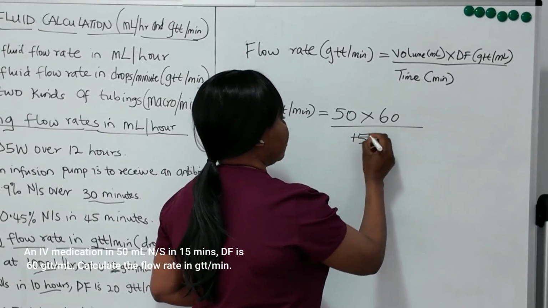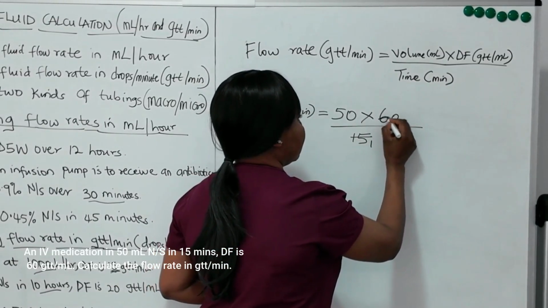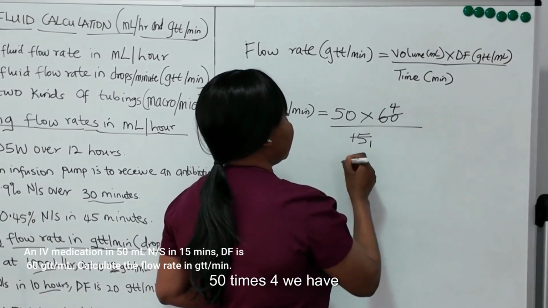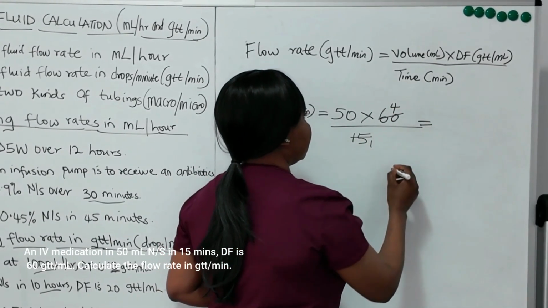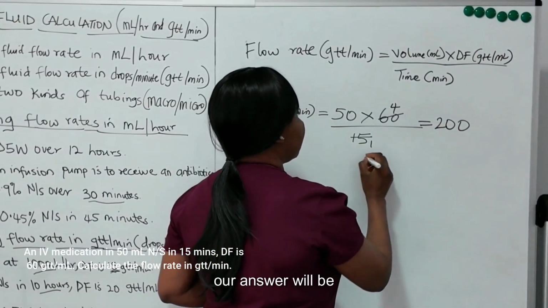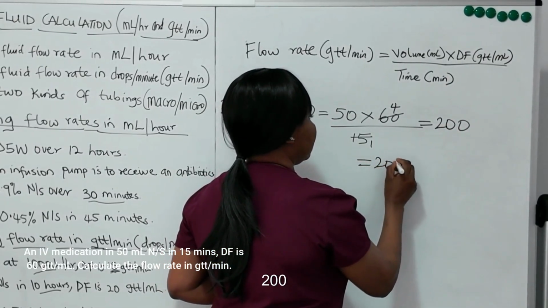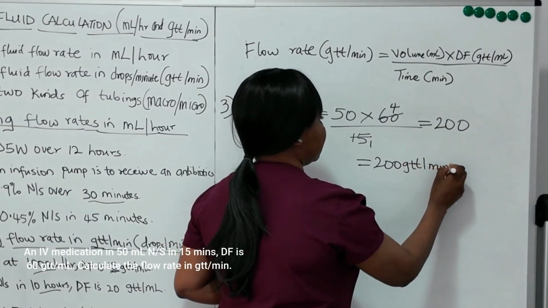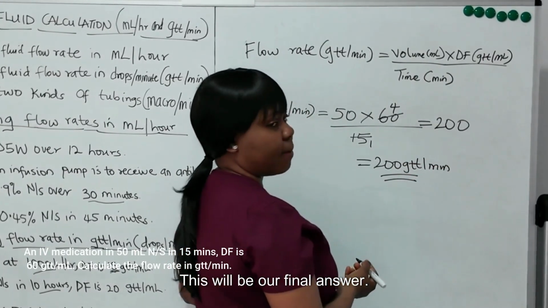15 here, 1. 15 here, we have 4. 50 times 4, we have 200. So our answer will be 200 gtt per minute. This will be our final answer.